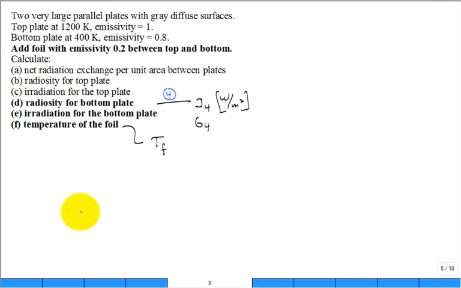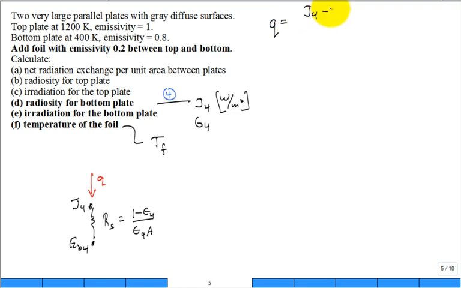Okay, so we go through that network and we have J4 right here, and then we have EB4 right there, and then we have a resistor that's a surface resistance, 1 minus epsilon 4 over epsilon 4A. And we do know that the Q is coming through it. So we can get the equation. Let me write it up here. Q is equal to J4 minus EB4 divided by the resistance. True or false? And that is our surface resistance.